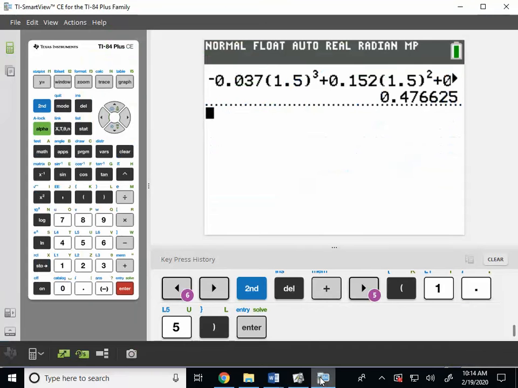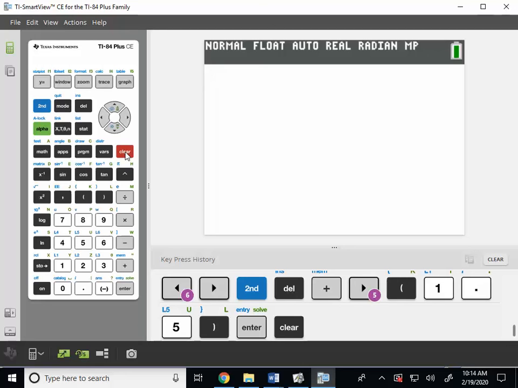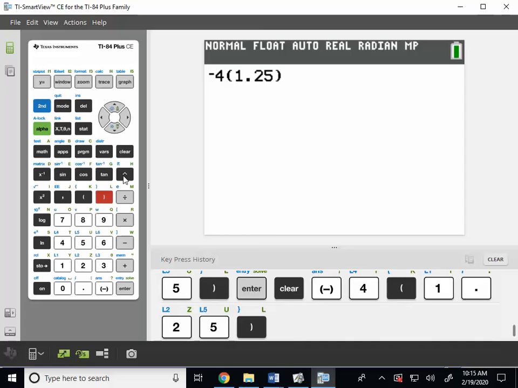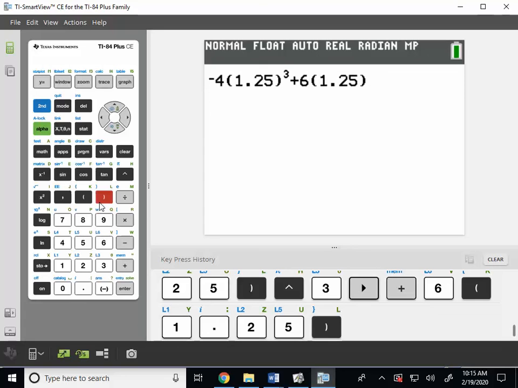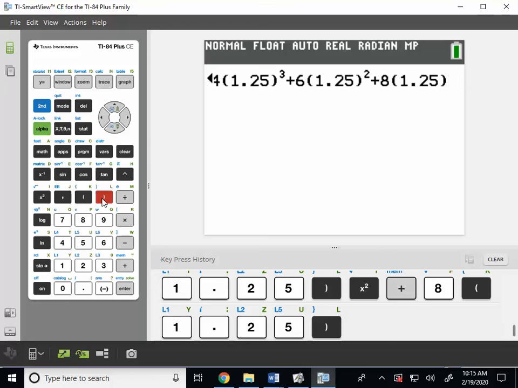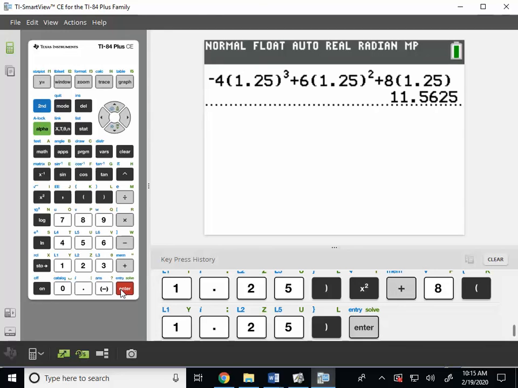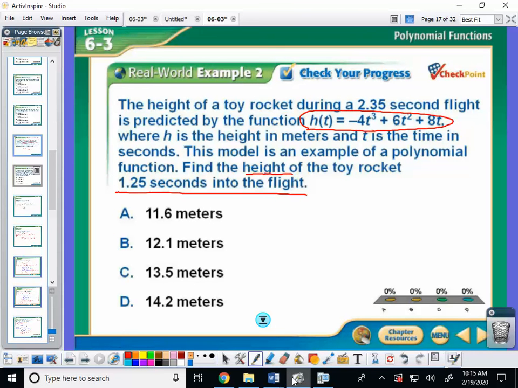Let's put it in for t. Let's go back to our calculator and calculate this value. So -4, parentheses, we have 1.25 to the third power, plus 6 times 1.25 squared, plus 8 times 1.25. Again, double check that you got it typed in. You didn't make a silly mistake in your calculation. I have 11.5625. So according to my answers that were given, 11.6 meters would be the best. We're looking for the height, so the height is being measured in meters. That's where my label came from. 11.6 would be fine. 11.6 meters.